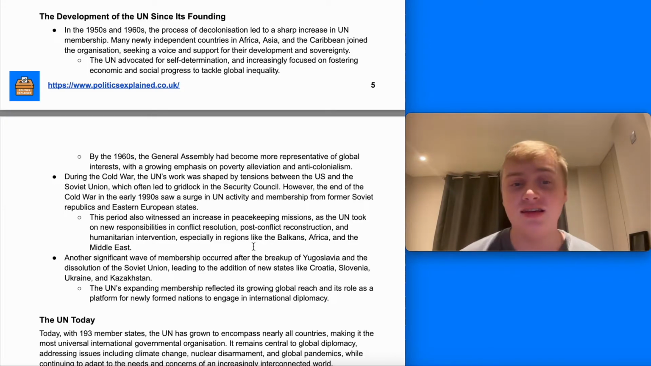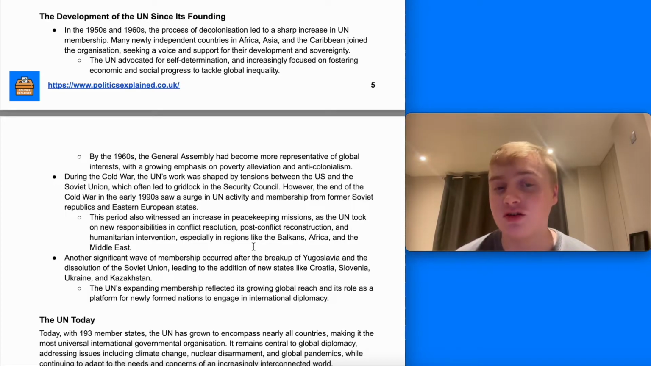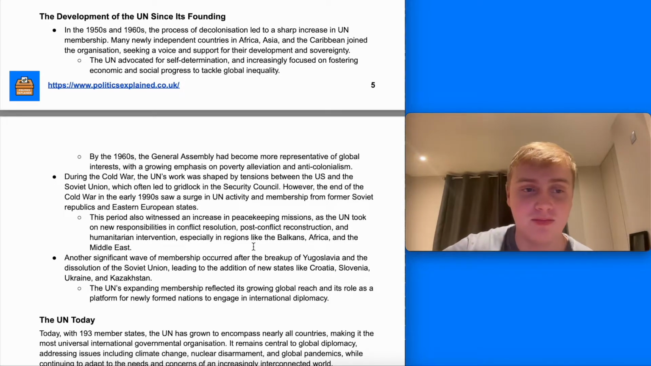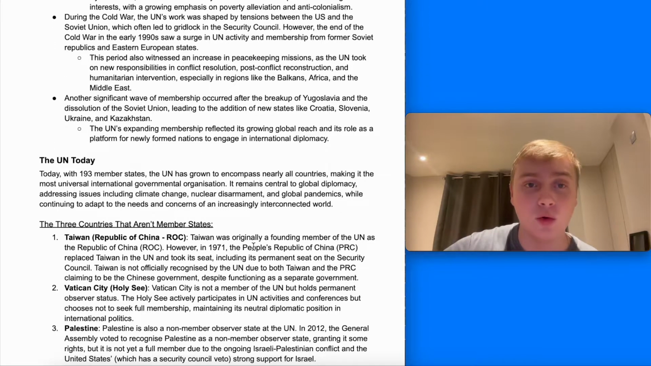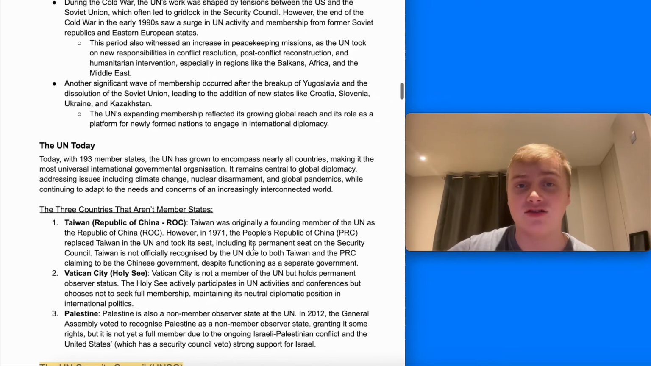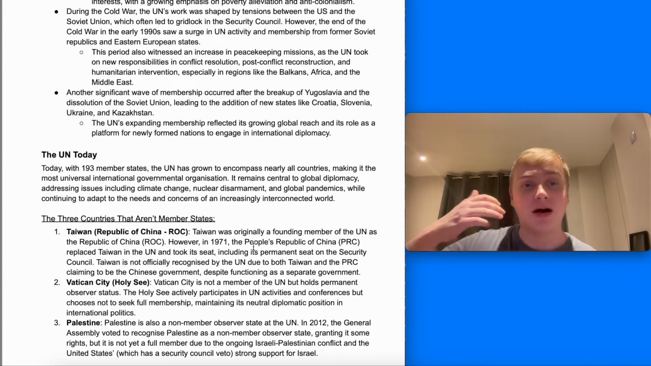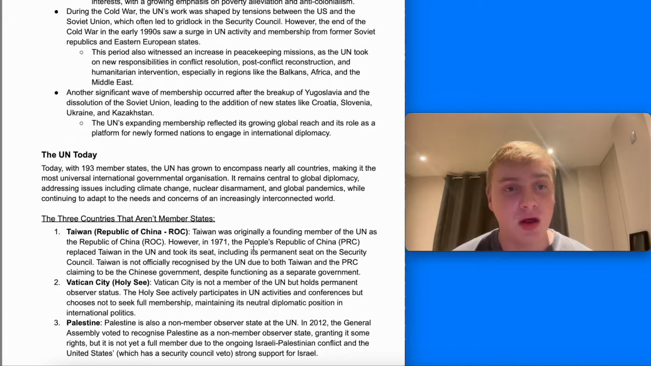So by the 1960s, the General Assembly had therefore become more representative of global interests, with a growing emphasis on poverty alleviation and anti-colonialism. During the Cold War, the UN's work was made a bit more difficult, and really shaped, as the whole of global politics was, by the tensions between the United States and the Soviet Union, which often led to gridlock in the UN Security Council.